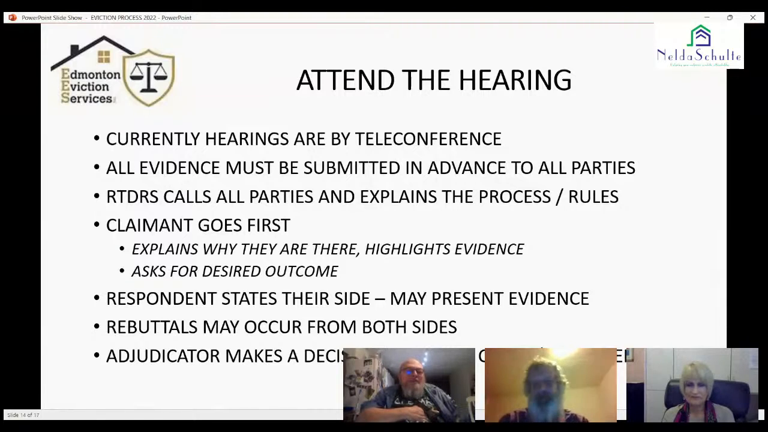So the claimant goes first. Explain why you're there. This is one of the benefits of when you do your application in a clear, concise way. You can use that now to highlight the evidence. So you might send in, I don't know, 30 pages of evidence, for example, and out of that, you may only highlight 5 or 6 or 10 pages, and you don't need it all. And then at the end of that, you ask for your desired outcome.